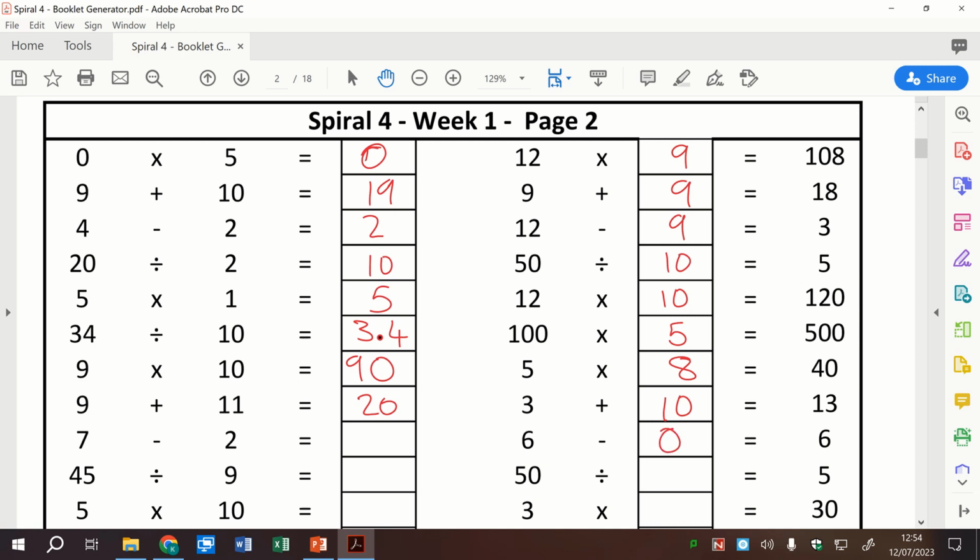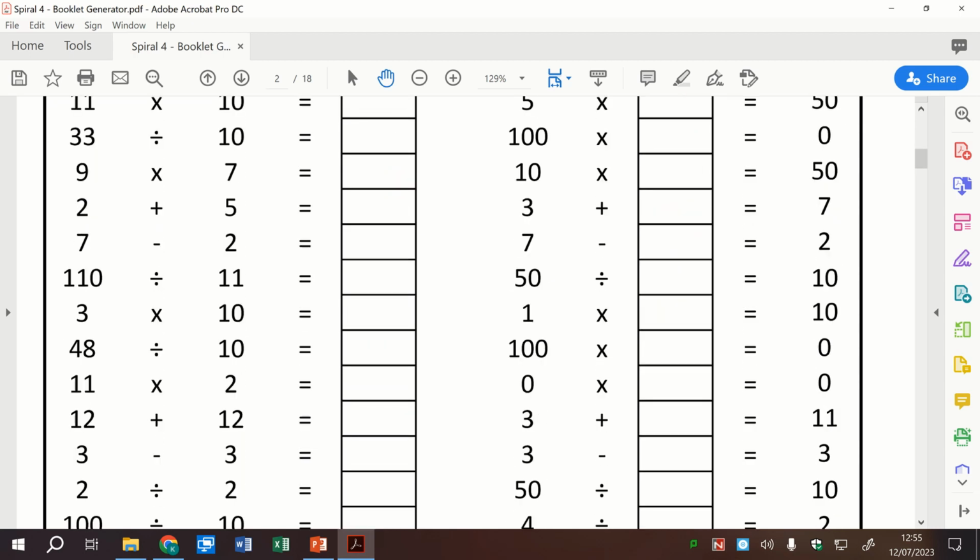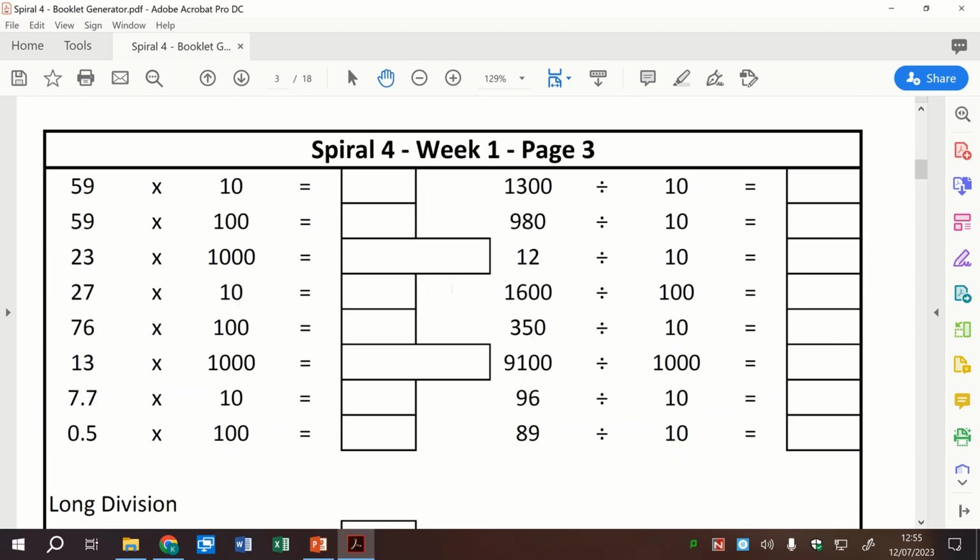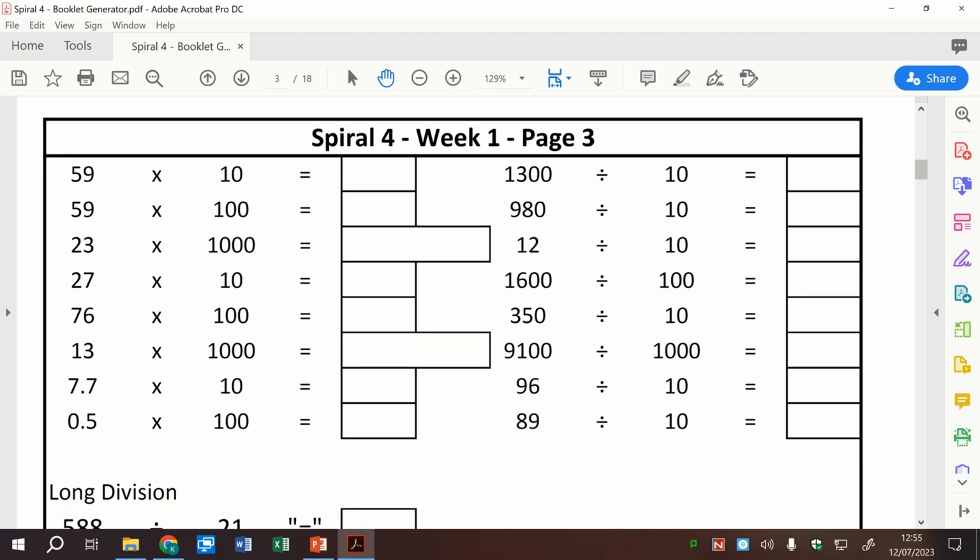Okay, so then we've got, because it's random the way the questions come, 50 divided by something is 5, so that's the same as the answer below. All right, so we work our way down page 2. So most of our page 2s have some element of that in it. Right, so we get to page 3, and it's going to look slightly different again now.